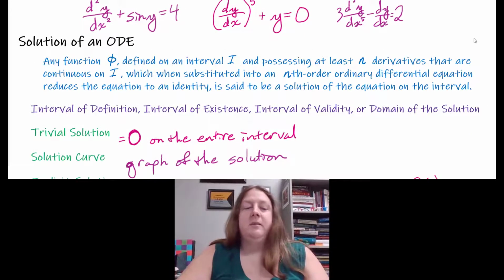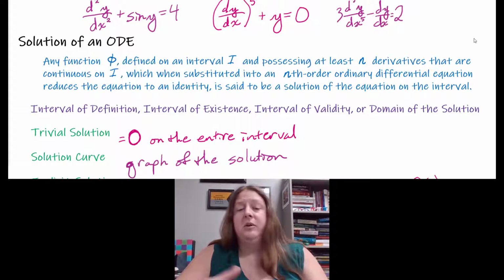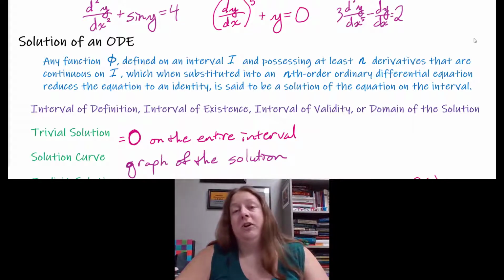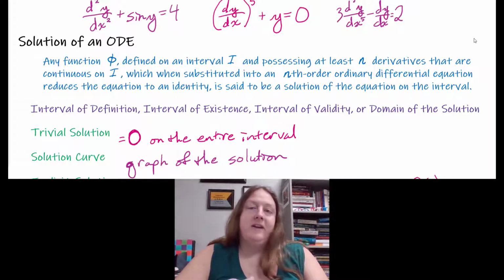Some other things that might come up. The trivial solution will almost definitely come up. The idea here is that if we have a solution that's the same as 0 on the entire solution interval, then it's the trivial solution. So even if it's not 0 outside of the interval, it's still the trivial solution because it is 0 within that interval. Whenever we talk about a solution curve, all we're doing is talking about graphing the solution, drawing that graph.